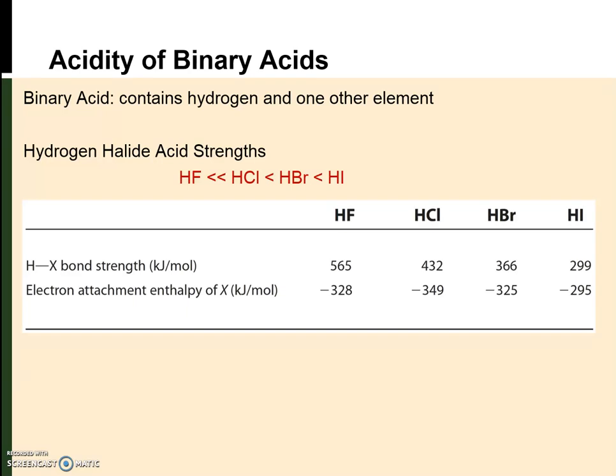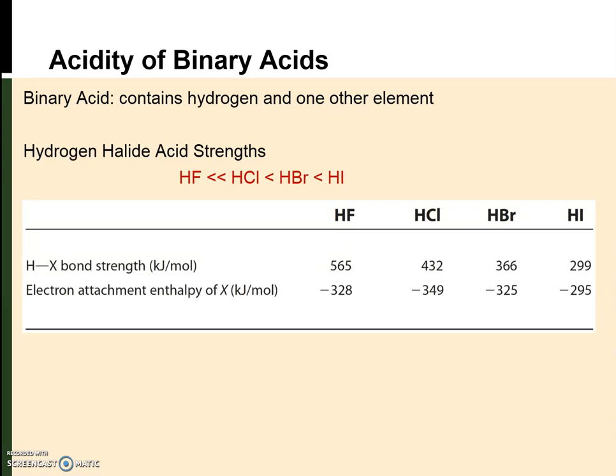So now let's think about the electron attachment enthalpy. This value becomes less negative moving down the group. So it's most negative for HF and least negative for HI. A more negative electron attachment enthalpy is more favorable, and so would lead to a stronger acid. So HF, which has the most negative electron attachment enthalpy, would be expected to be the strongest acid if we only considered this factor.